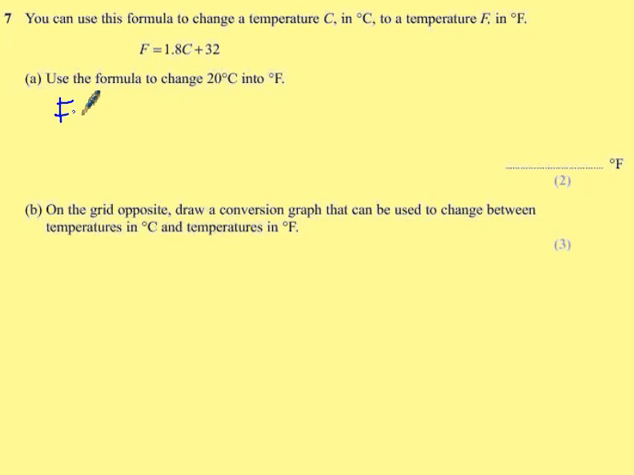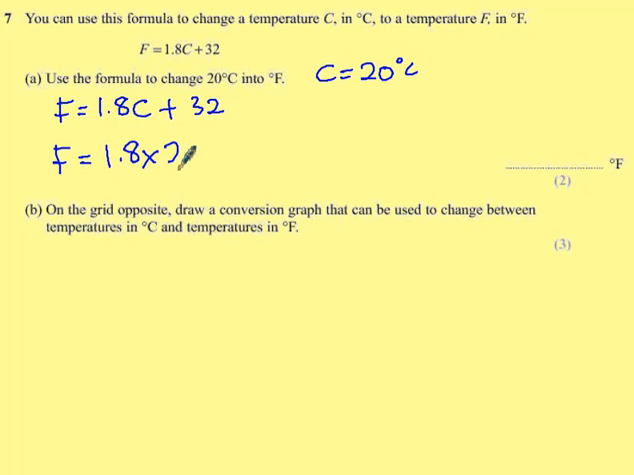So F is equal to 1.8 C plus 32. Now that means 1.8 times the centigrade temperature plus 32 degrees. So we need to do F is equal to 1.8 times the value of C. The value of C is equal to 20 degrees centigrade. So 1.8 times 20 plus 32.